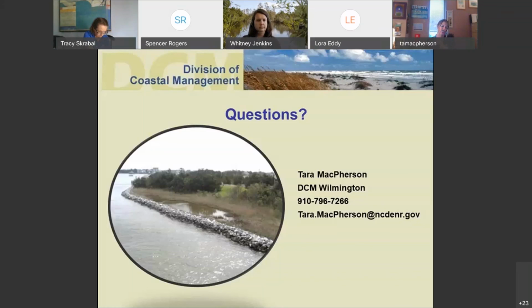I've seen quite a few of the ones that Coastal Federation has done using different materials. It's really cool to watch it change over time.